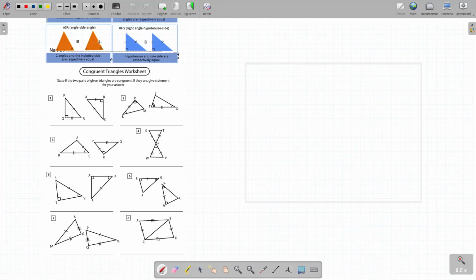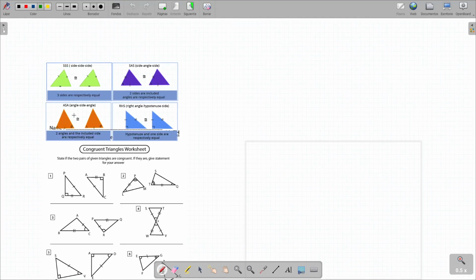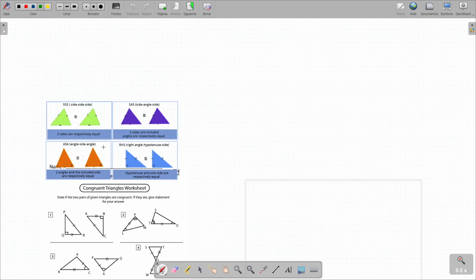In order to start, we need to remember all these four conditions that we can follow in order to check if we want to prove that two triangles are congruent. In other words, when two triangles are congruent, they are the same, but the position changes. So we have this one, side by side, SSS, as we call it in class.